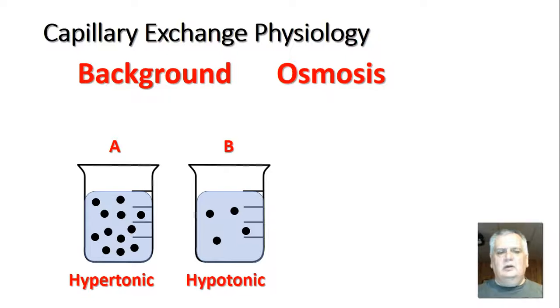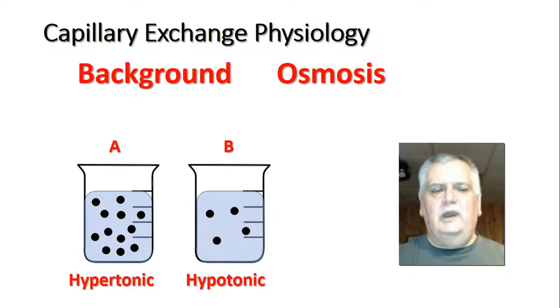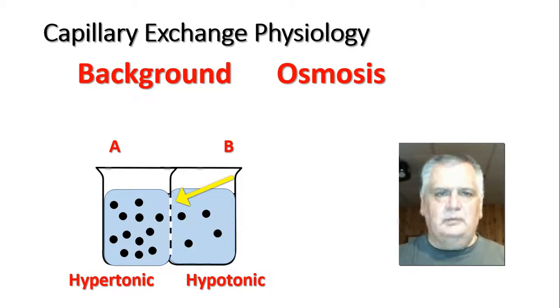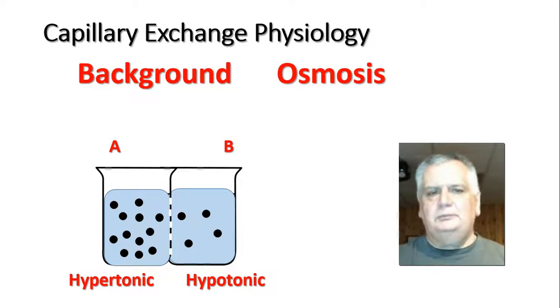Okay, now here are our two beakers again, and Beaker A is hypertonic and Beaker B is hypotonic. Let's take these two beakers and push them together, and if we could, let's suppose we could, cut the glass between the two beakers, and let's add a semi-permeable membrane between the two beakers. Remember, a semi-permeable membrane is one that will allow some substances to pass through while keeping others out. So now the question becomes, if we put this semi-permeable membrane between the two beakers, in what direction would the water move?